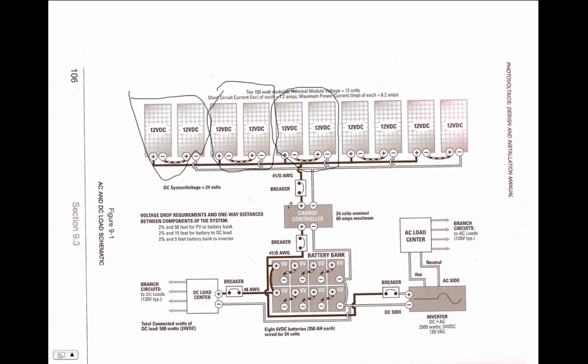And we'll also have to talk about how big these wires are. And that's going to be another discussion. But what you want to do is design the wire sizes so that there's less than a 2% voltage drop from the PV to the battery bank, and less than a 2% voltage drop from the battery to the DC load, and less than a 2% voltage drop from the battery bank to the inverter. And so we'll talk about what that means.